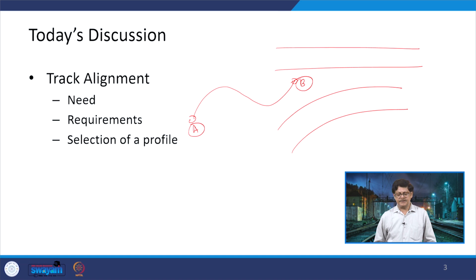So, when we have to fix this alignment, what are the requirements which need to be looked at, which need to be satisfied? That is another thing which we will be discussing in this particular lecture. And then finally, how a profile is selected, what are the various factors which are considered for selecting a particular profile, as I said, between point A and B. That is another point of discussion in this lecture.